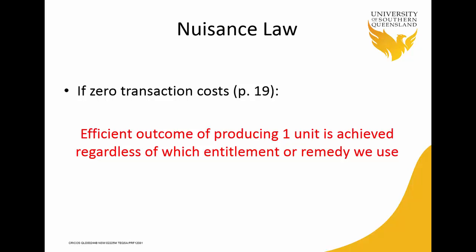So if we have 0 transaction costs, the efficient outcome of producing 1 unit is achieved regardless of which entitlement or remedy we use. Is this surprising to us? No, it's not, because this is exactly what we learned from the Coase theorem. The theorem simply said that where there are zero transaction costs, it doesn't matter what the law is. People will always be able to bargain and achieve the most efficient or the optimal outcome.